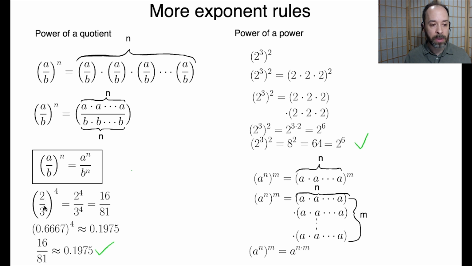0.6667, that's an approximation of 2 over 3. If we raise it to the 4th power using the calculator, we're going to get 0.1975. If we do the same thing with our fraction, we're going to get the same number on the calculator. 16 divided by 81, 0.1975. So, as you can see, the formula works quite well.